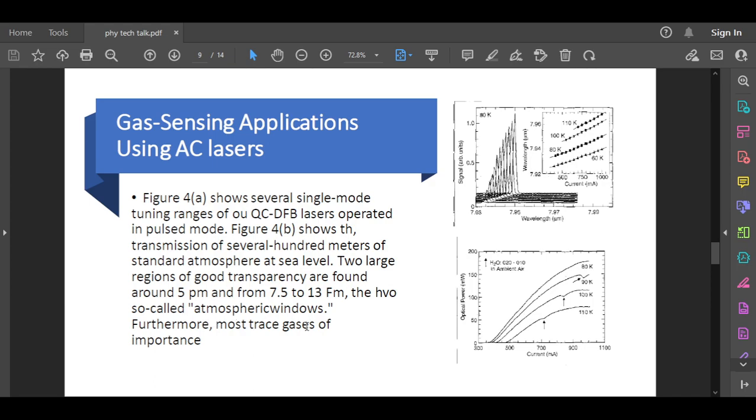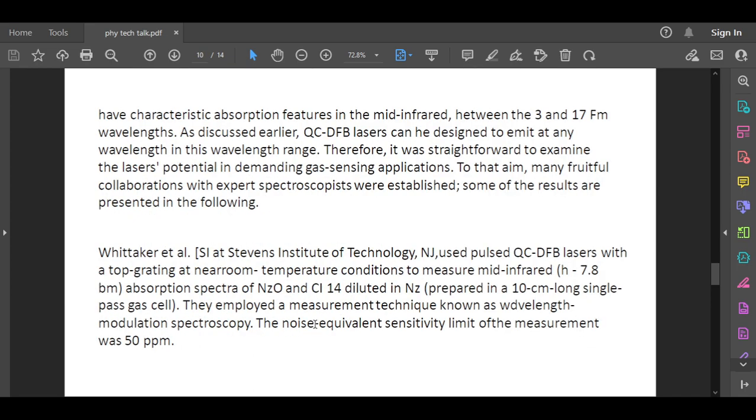Furthermore, most trace gases of importance have characteristic absorption features in the mid-infrared between 3 and 17 micrometers wavelength. As discussed earlier, QC-DFB lasers can be designed to emit any wavelength in this range. Therefore, it was straightforward to examine the lasers' potential in demanding gas sensing applications. To that aim, many fruitful collaborations with expert spectroscopists were established. Some of these results are presented in the following.